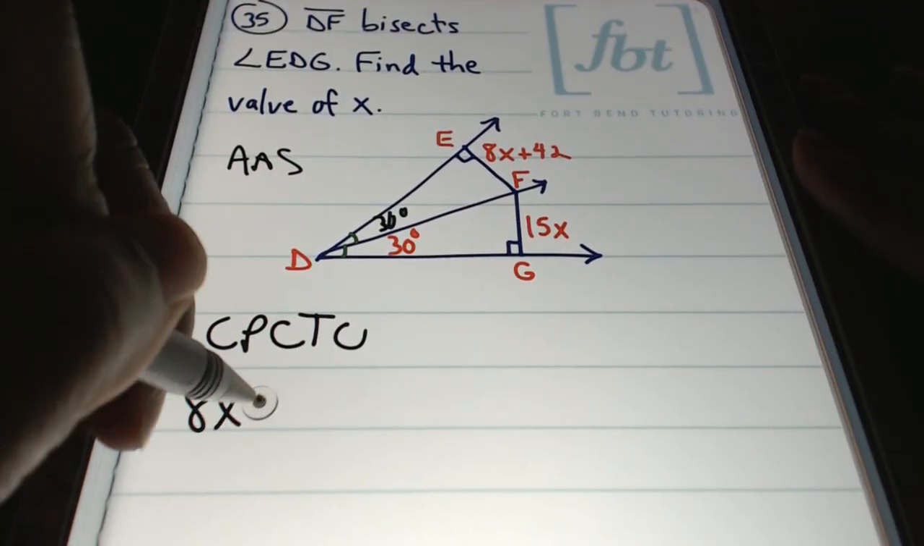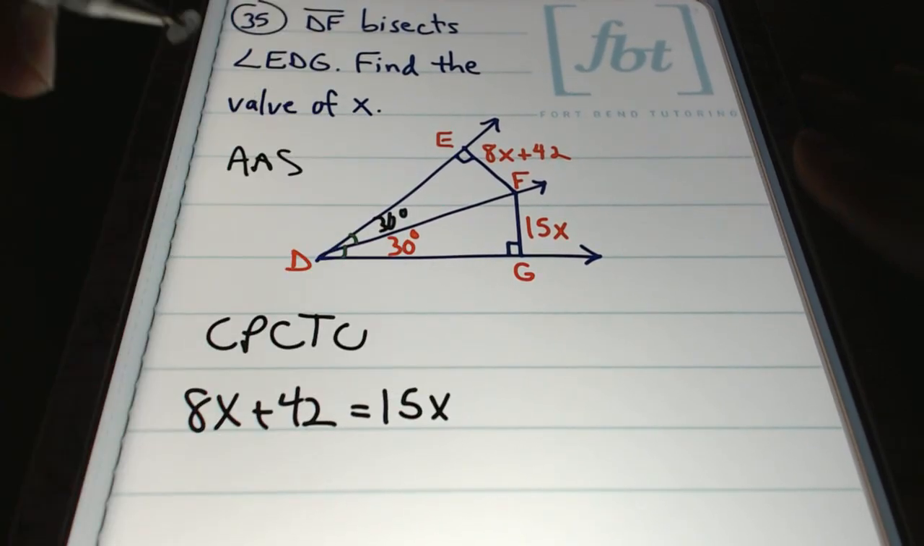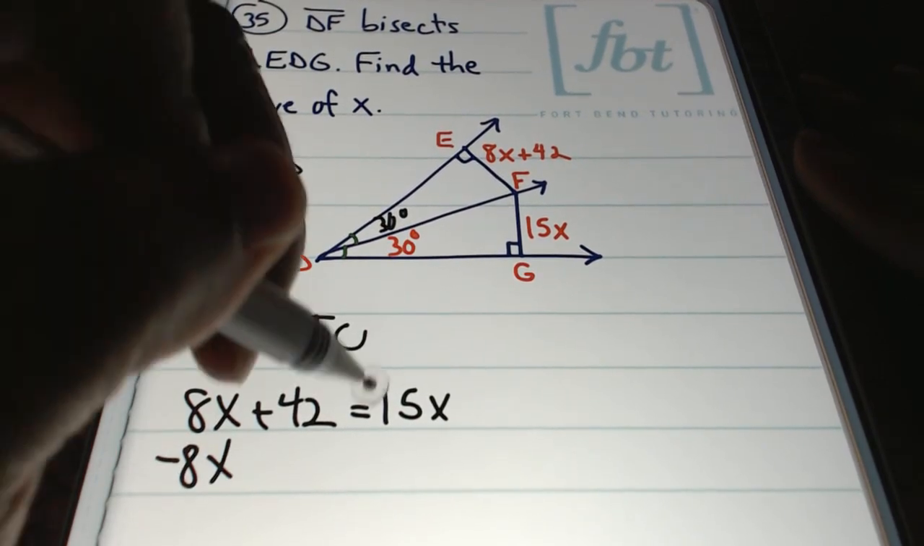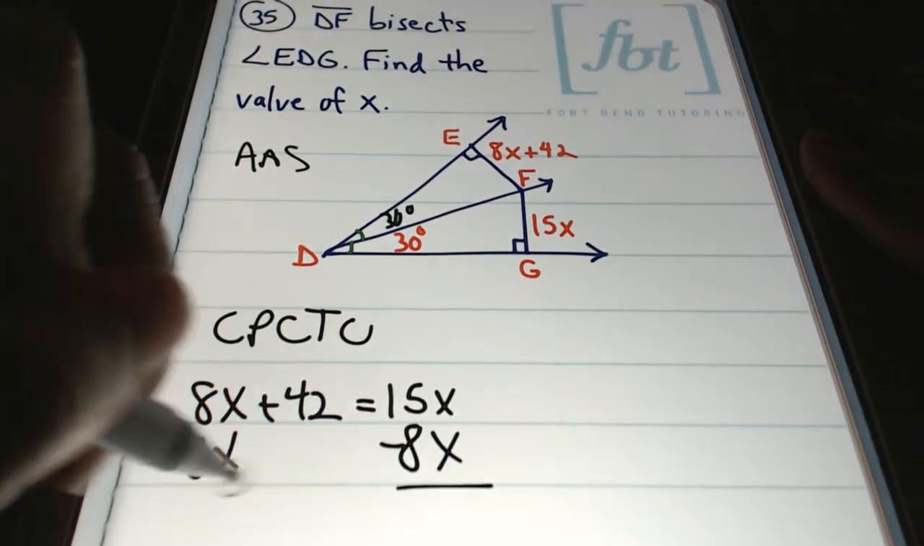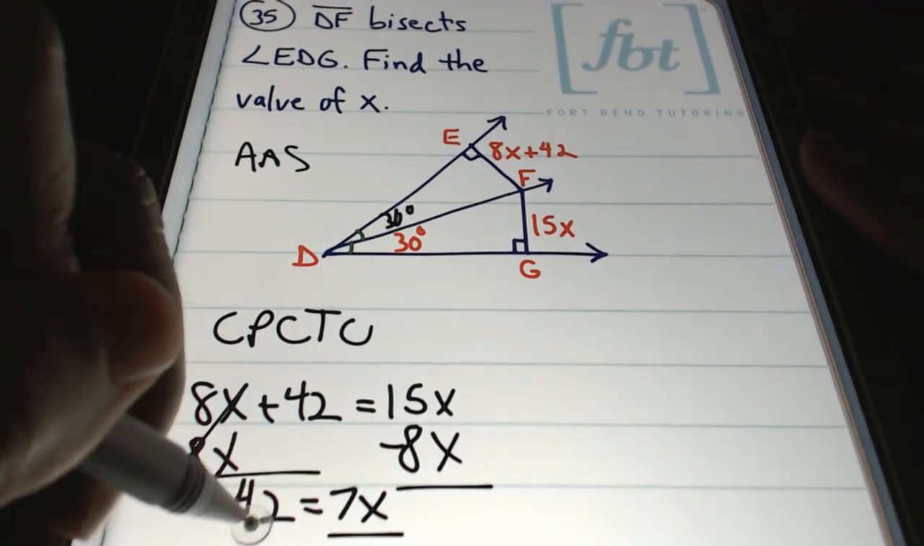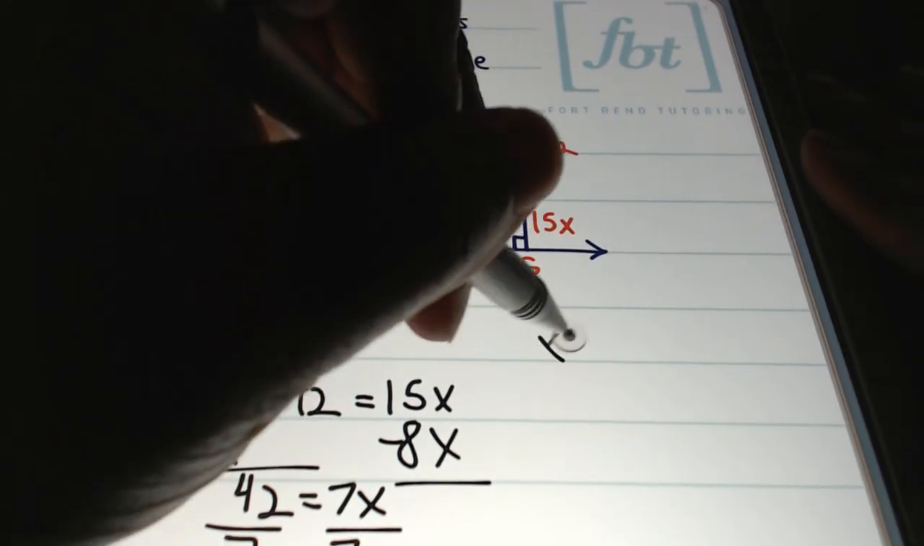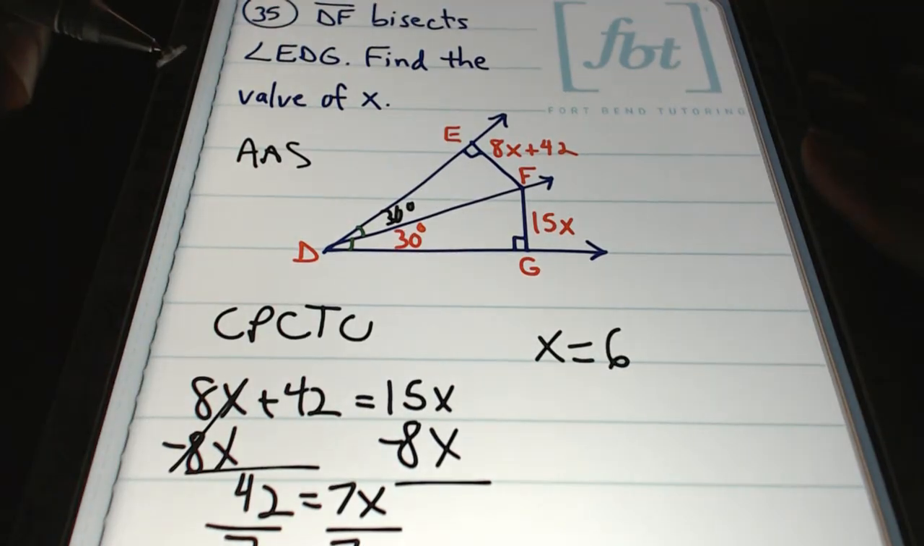So that means that 8x plus 42 has to be equivalent to 15x. Then we'll subtract 8x from both sides, and that tells us that we have 42 equals 7x. Then dividing both sides by 7, we'll find that x equals 6, guys. x equals 6. And that's it.